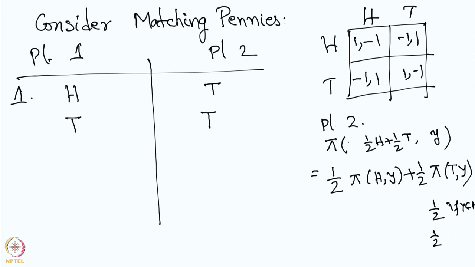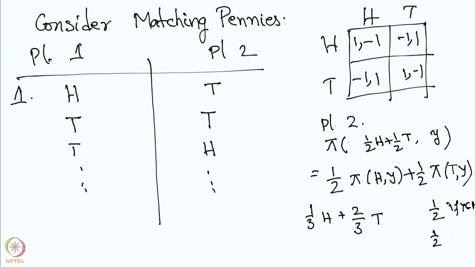Now that he picks t, player 1 has picked t. So, player 2 will continue to pick t, because both times player 1 has picked t, and the best response to t is t. Now, player 2 will see that player 1 has played h one time and t two times. So, he will play 1 by 3 h plus 2 by 3 t. Player 1 has played h once in 3 times whereas t in 2 times. That means t he has played more often than h. Therefore, for player 2, the best response is to play something not equal to t, that is h. So, he will play h.